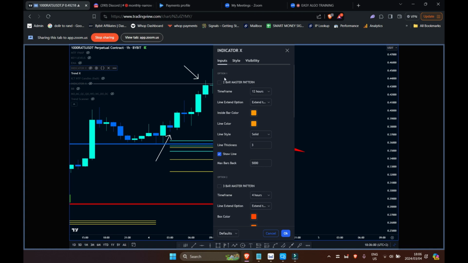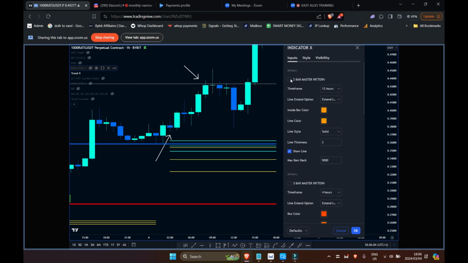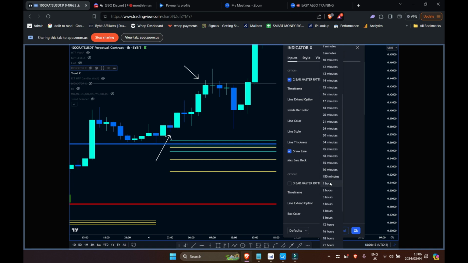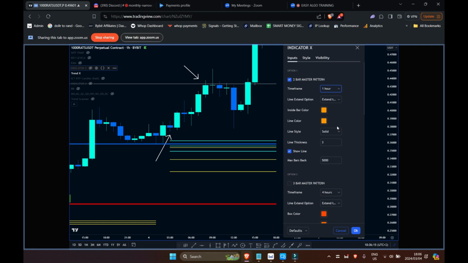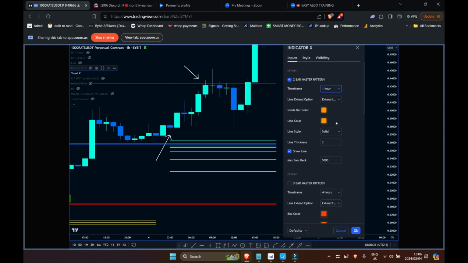If you look at option 1 on indicator X, it is purely based on indecision candles. It works on inside bars. So I will go more into this, and I will show you how it'll actually tie in with being able to locate. Okay, we're on a 1 hour. So I want to see if it'll actually.